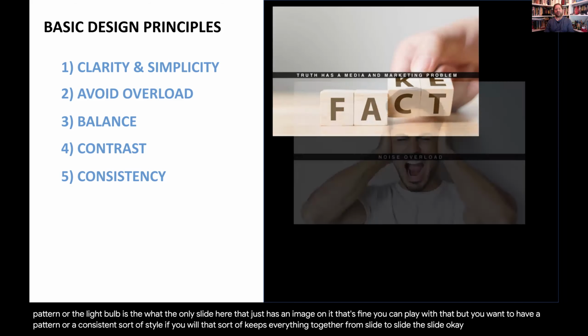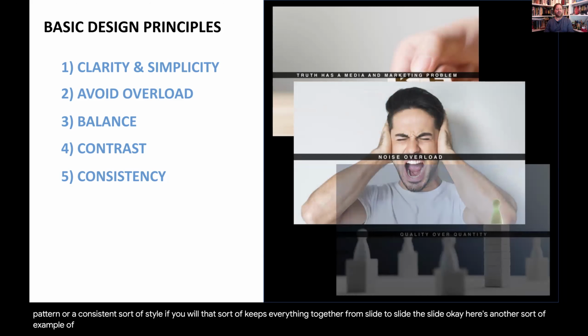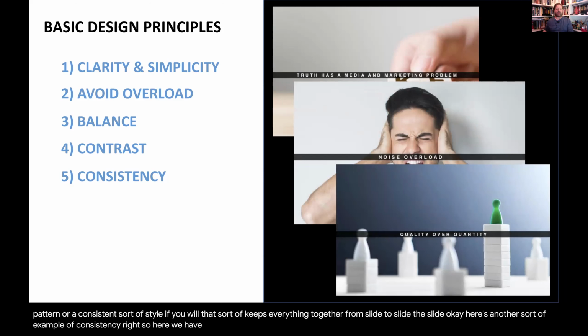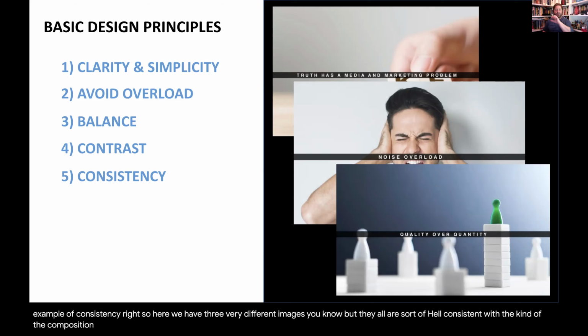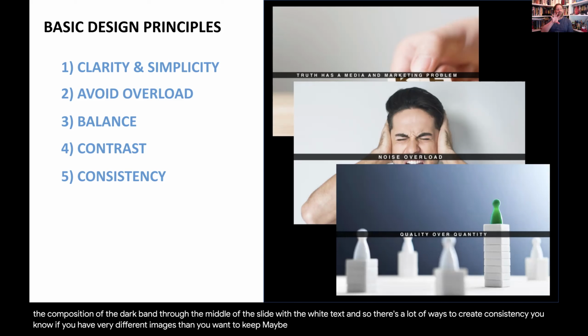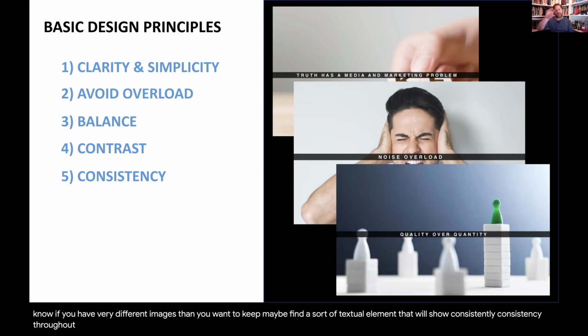Okay, here's another example of consistency. Here we have 3 very different images, but they are all held consistent by the composition of the dark band through the middle of the slide with the white text. There are a lot of ways to create consistency. If you have very different images, then you want to find a textual element, or a header element, or a particular font that shows consistency throughout, if you have wildly different images with each slide.